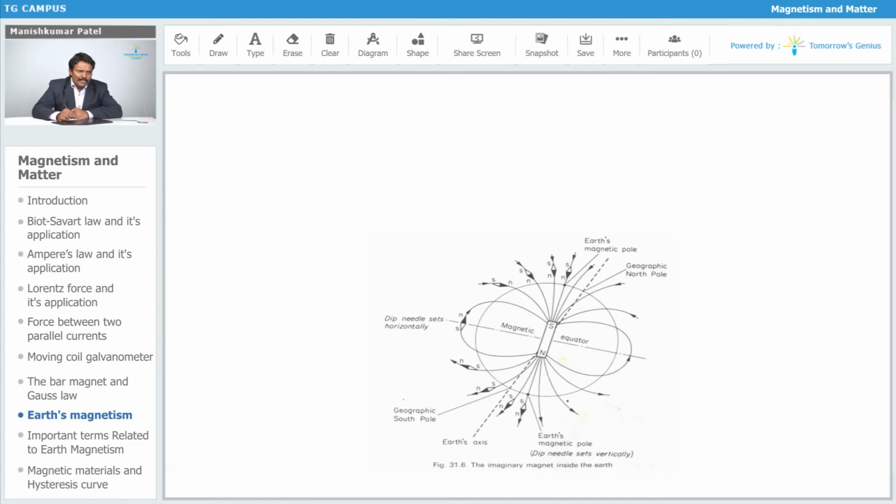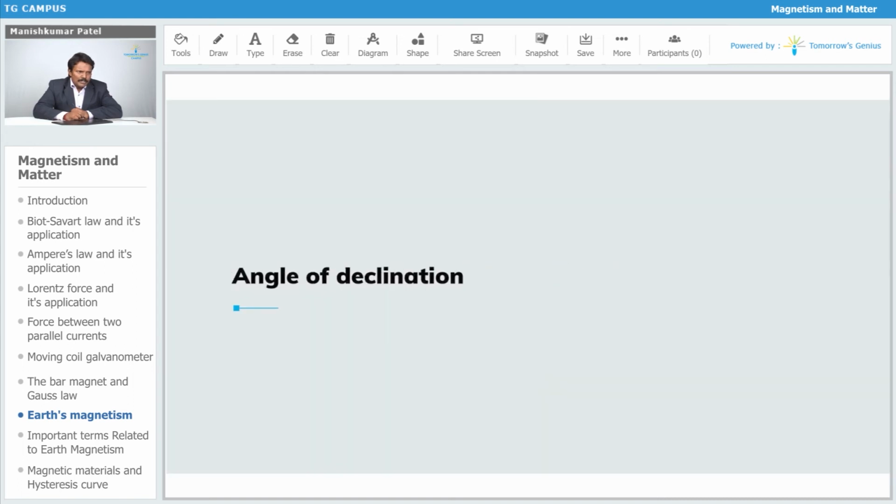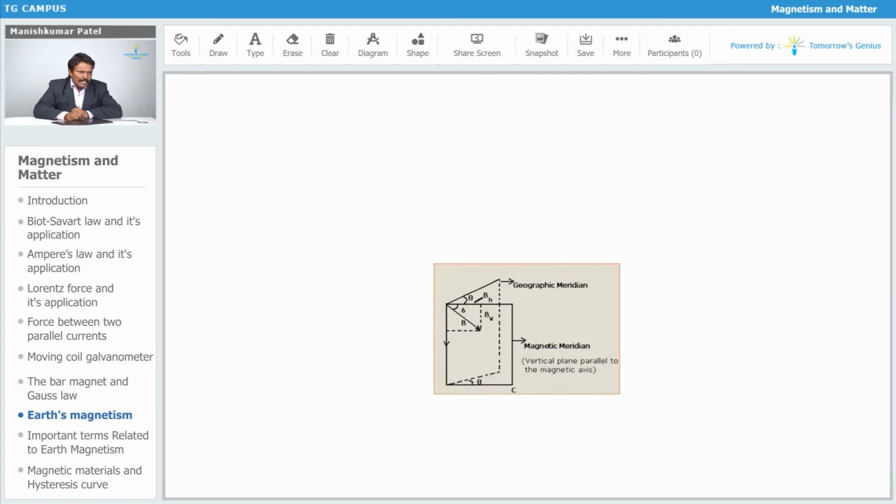Again, similarly from this diagram, you can see this is the magnetic equator, and then the geographic equator. Again, you can see the position of the magnet which I have shown over here, from which you will get the definition for your geographic axis and your magnetic axis. So this is your angle of declination that we have just seen.